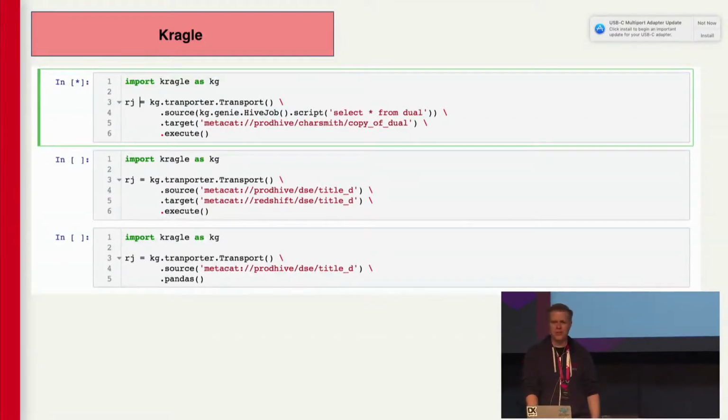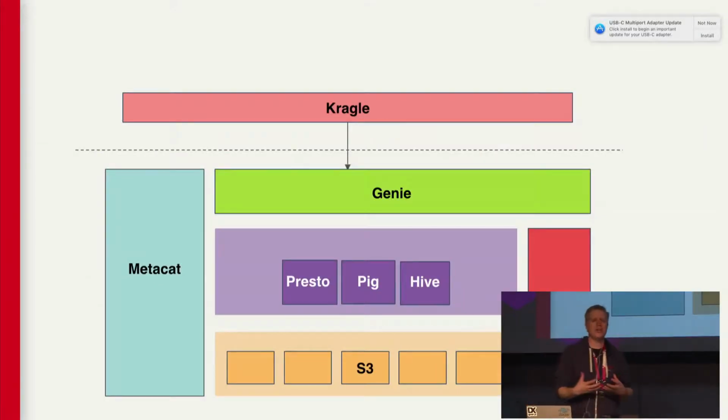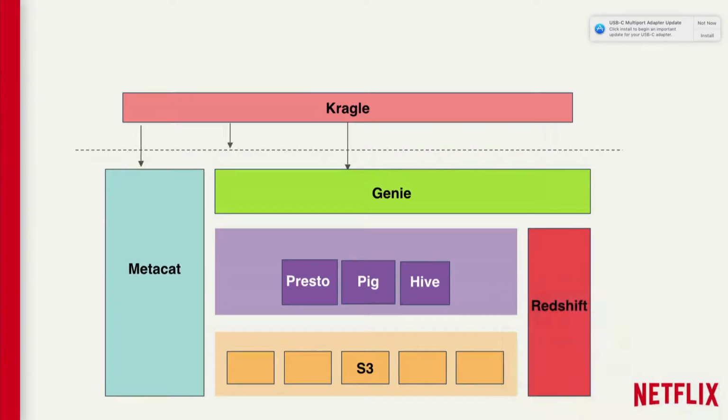And that made it a lot easier for our users to program, the ones that wanted to write code against our platform. They no longer had to think about Genie. And so there's this line into Genie, but really you can think about Craggle as having a line into every different place in our platform. It can touch all of it, all the way down to S3, which I don't show a line for here.